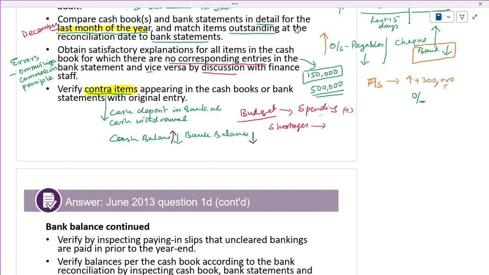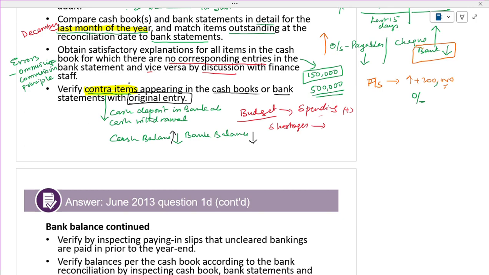Simultaneously our own cash book, cash column as well as bank column, is affected, then it is called contra items. Verify contra items appearing in the cash book or bank statement with original entry. You are depositing the cash, so technically it is related to cash, is it right? When you are handling cash, you have to be very careful that whatever amount has been withdrawn has to be deposited.